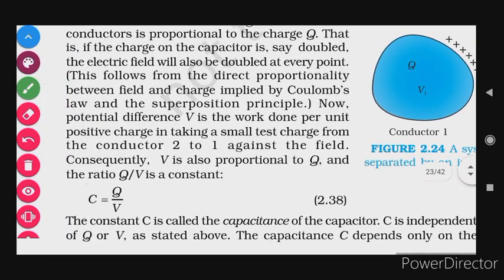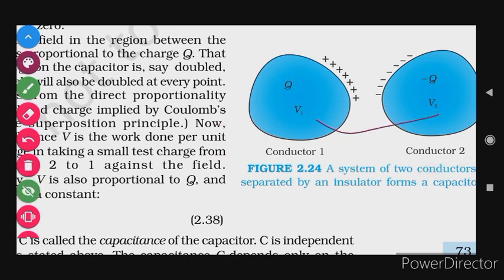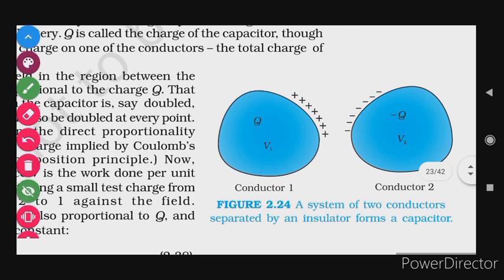Now potential difference V is the work done per unit positive charge in taking a small test charge from conductor 2 to 1 against the field. Okay, so what will be the potential? I'm saying that this has a potential difference. What does that mean? It is, as you know, the definition of potential: the work done in moving a test charge.